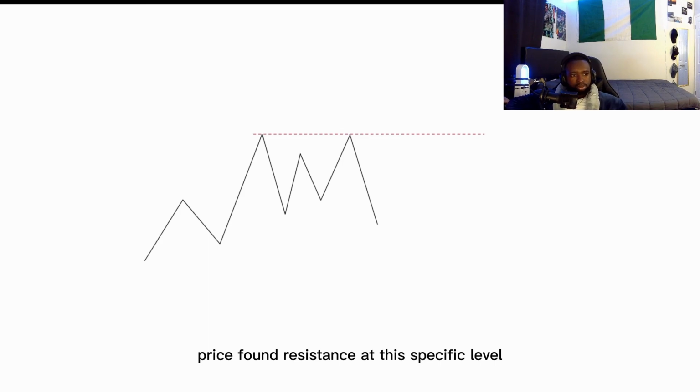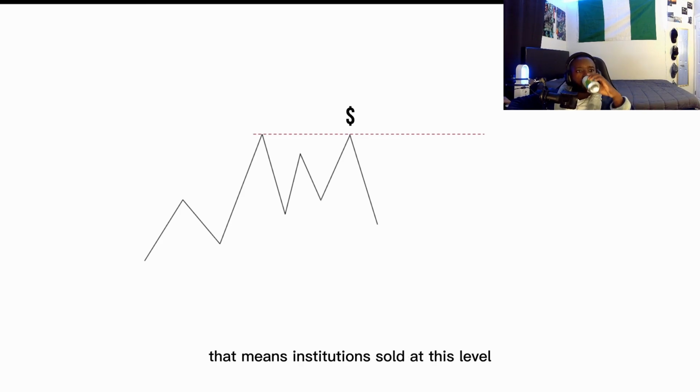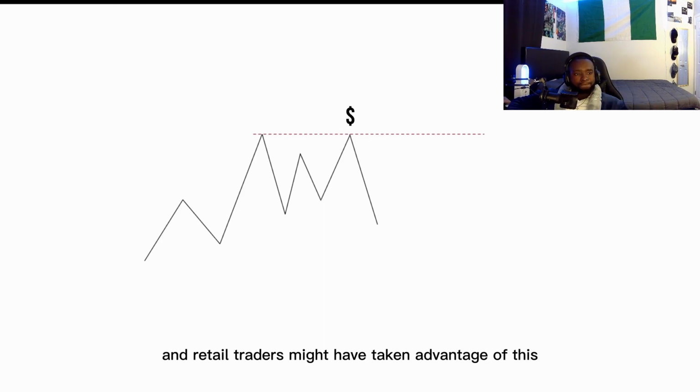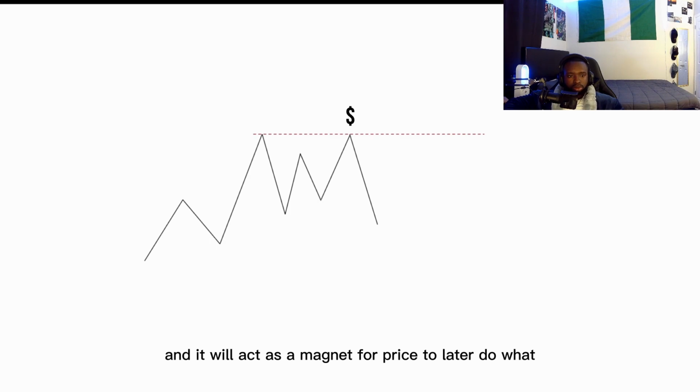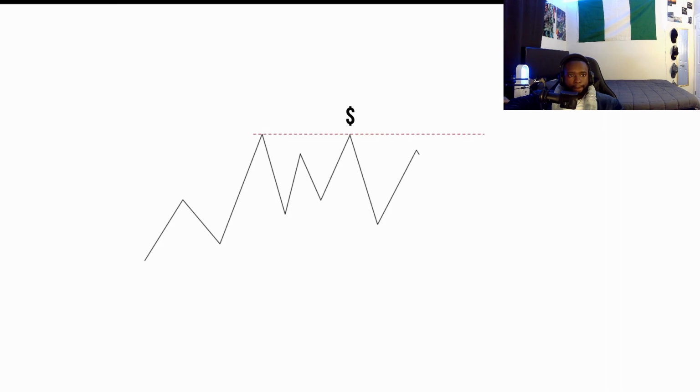Resistance at this specific level. What does that mean? That means institutions sold at this level and retail traders might have taken advantage of this. So now this level is incentivized to attract price, and it will act as a magnet for price to later do what? To come back over to this level.